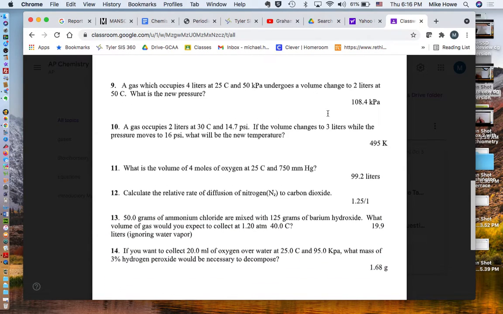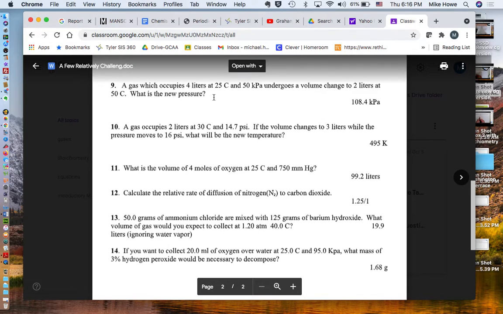Number 9, same kind of problem. You can use your formula like we did in class on Tuesday, or you can think your way through it. You have the first pressure is 50, so you go from 4 liters to 2 liters, so volume goes down, so pressure goes up, so you'd multiply by 4 over 2. And then you have temperature at 25 going to 50, so temperature goes up, pressure would go up, you multiply by 50 over 25, except that you have to change it to Kelvin.